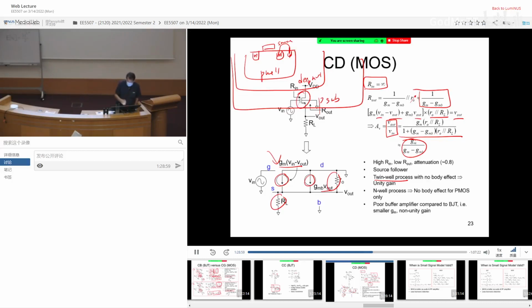Why do we call it twin well? You have the deep N well and you have the P well. Okay? More expensive. So usually people don't do that. Research, we don't care. But industry people, they try to avoid that.